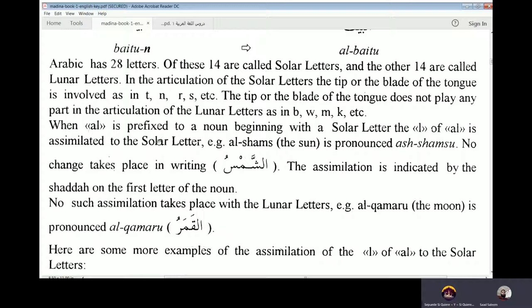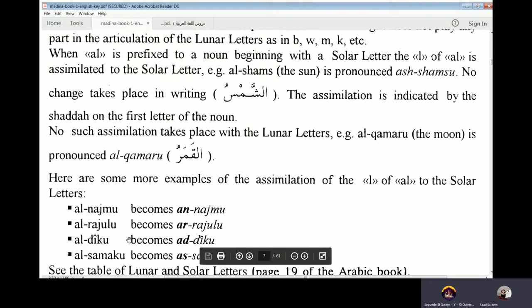When al is prefixed to a noun beginning with a solar letter, the l of al is assimilated to the solar letter. Example, al-shams, the sun, is pronounced ash-shamsu. No change takes place in the writing. The assimilation is indicated by the shadda on the first letter of the noun. No such assimilation takes place with the lunar letters. Example, al-qamaru, the moon, is pronounced al-qamaru.